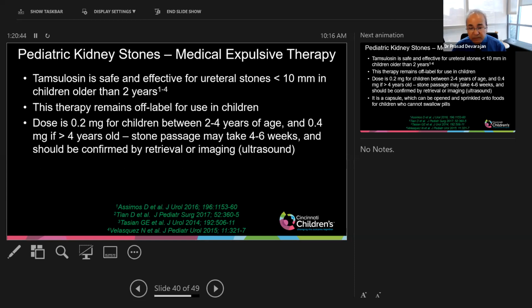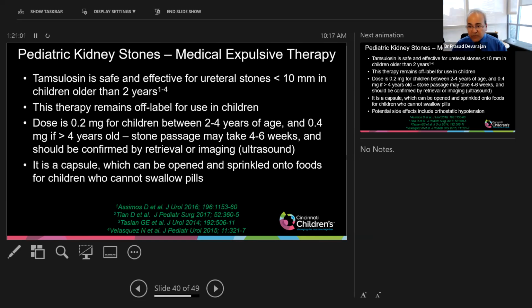The dose is 0.2 milligrams for children between 2 to 4 years of age, and 0.4 milligrams for any child greater than 4 years of age. Stone passage may take several weeks, and we usually confirm it either by the stone retrieval or by getting an imaging. And it's a capsule. It can be opened and sprinkled onto any food for even young kids who cannot swallow pills. So it's a very good, convenient way, and reasonably effective, reasonably inexpensive, but it's still off-label, but we use it.